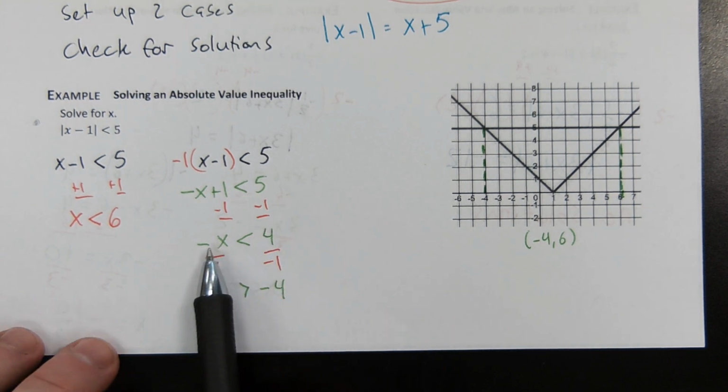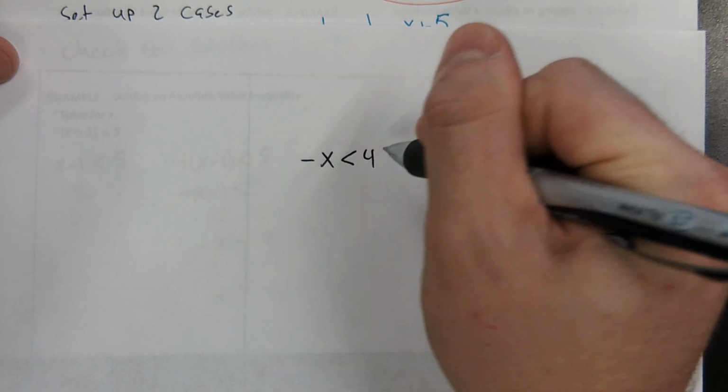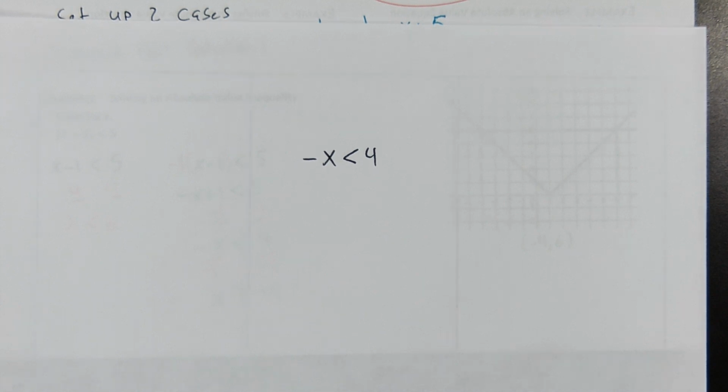Let me go back to this statement right here. Negative x is less than 4. Someone's at the door if you don't mind. Negative x is less than 4. I don't want to do any sign flipping or anything like that. So what I am going to do instead is pause my video because I have an intruder.